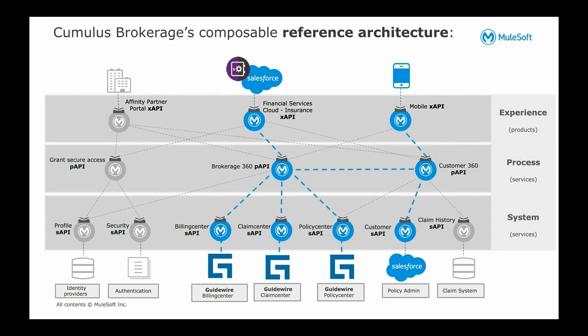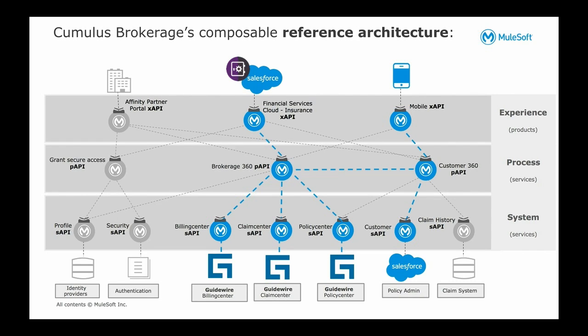Cumulus's key business initiative is to unlock data siloed within the aforementioned back-end systems to deliver a unified customer 360-degree view across end consumer channels such as mobile, Financial Services Cloud by Salesforce, and Affinity B2B partner portals.